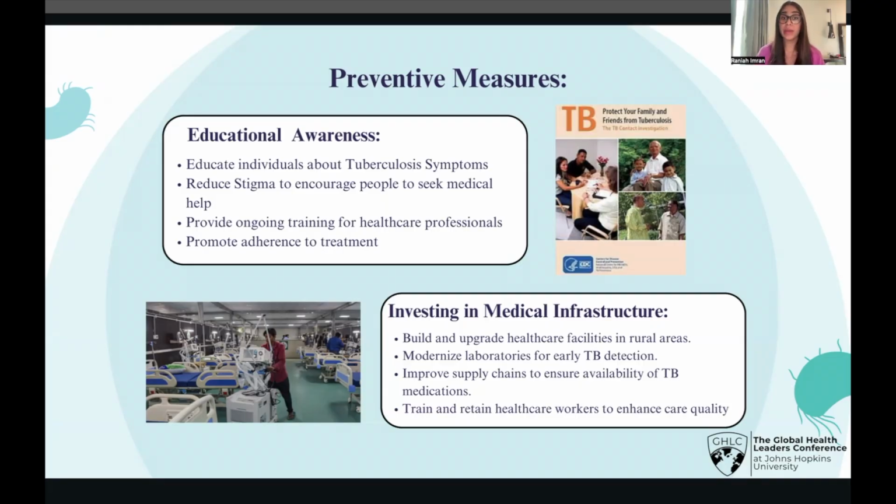Funding should also focus on improving supply chains for essential TB medications, ensuring that treatments are available and accessible to everyone. Strengthening these healthcare systems in low and middle income countries can significantly enhance their ability to handle TB cases, reduce transmission rates, and ultimately prevent the escalation of TB into a more severe public health crisis.